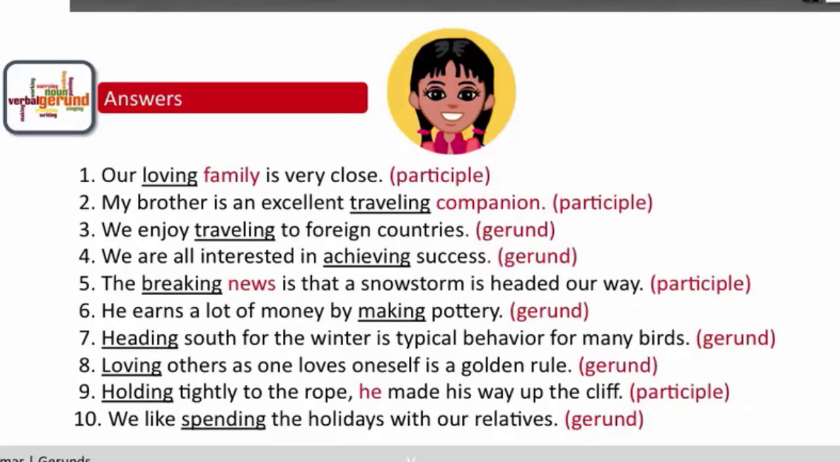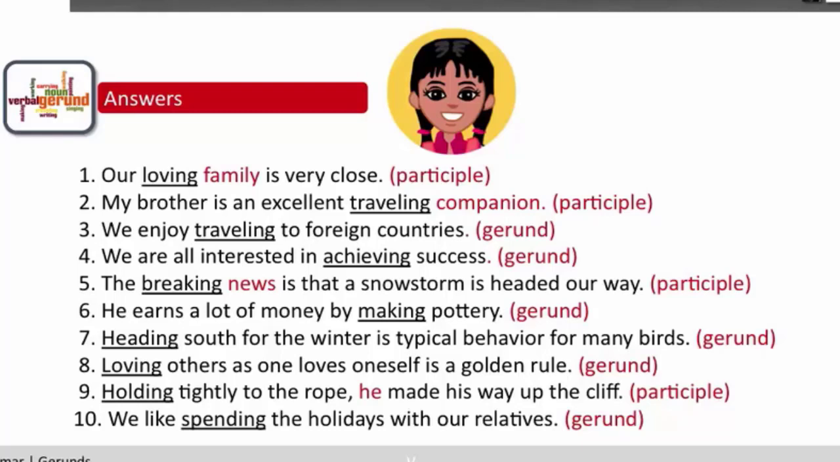In number 1, loving is a participle or adjective that modifies family. In number 2, traveling is an adjective or participle modifying companion. In number 3, traveling is the object of the verb enjoy. It is a gerund. In number 4, achieving is the object of the preposition and it is a gerund.